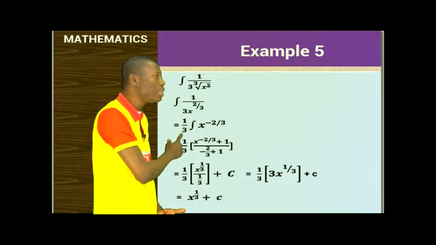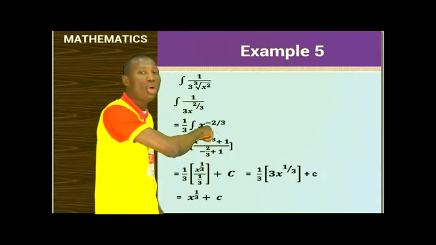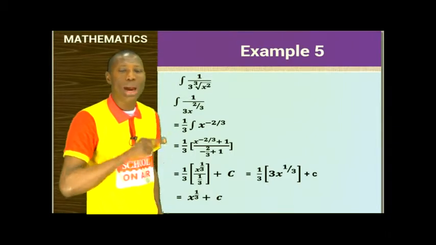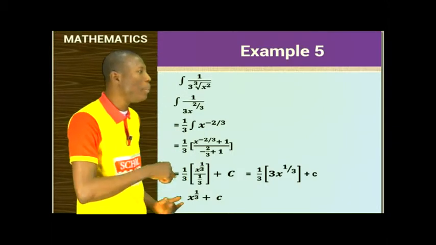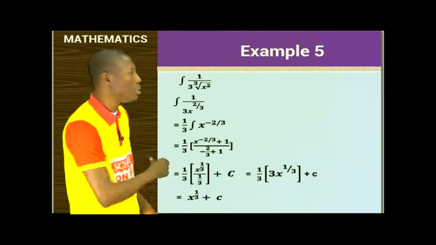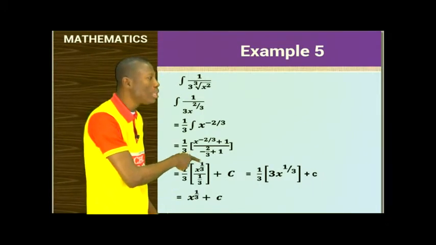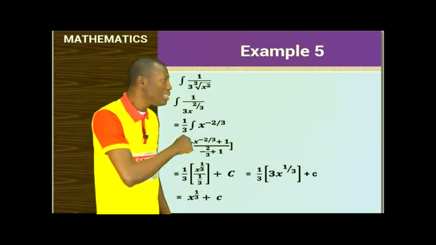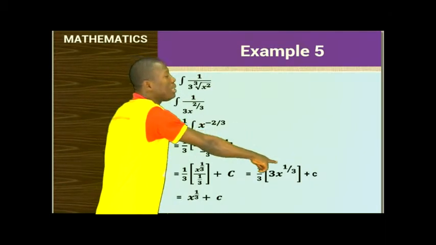But here I have 1 over 3. Then I have x raised to power minus 2 over 3, which is the power I'm dealing with. So minus 2 over 3 plus 1, all over minus 2 over 3 plus 1. Then I will have x to the 1 over 3 all over 1 over 3, which is equal to 1 over 3 in brackets, 3x raised to power 1 over 3 plus c.